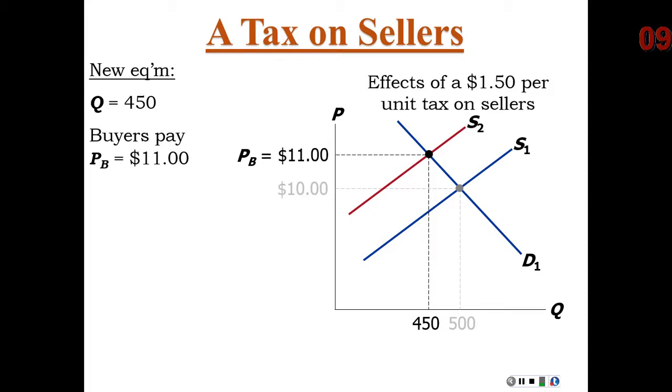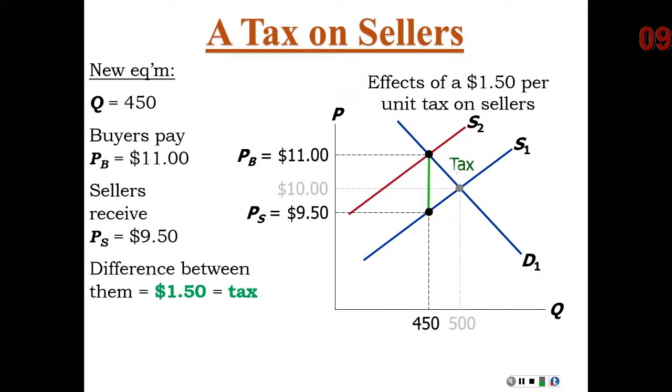But sellers, that's not what they receive, because sellers would get the $11 and they would have to send $1.50 of that to the government. So they would get to keep $11 minus $1.50, which would be what? It would be $9.50. That would be the effective price sellers receive after sending the tax to the government.